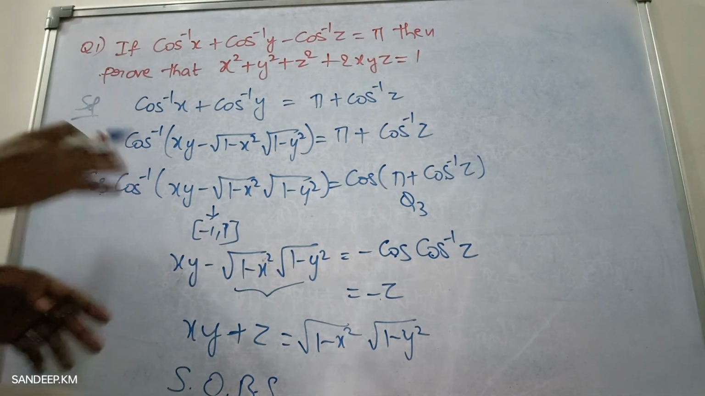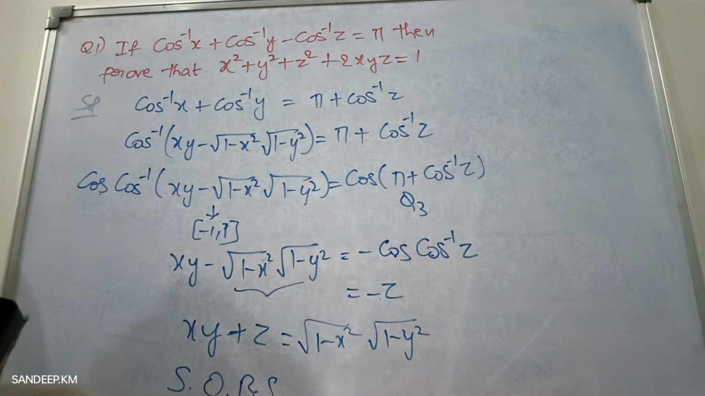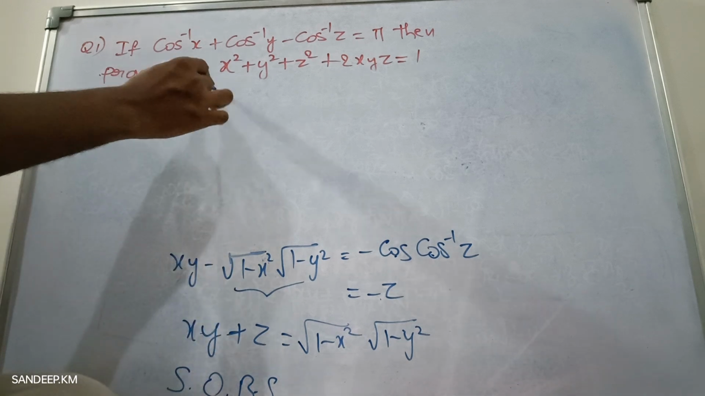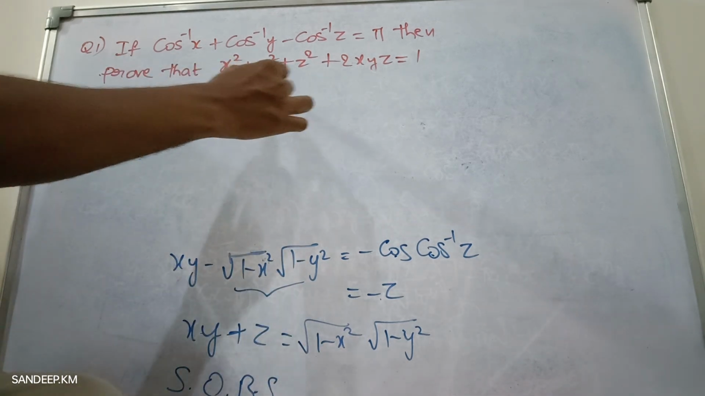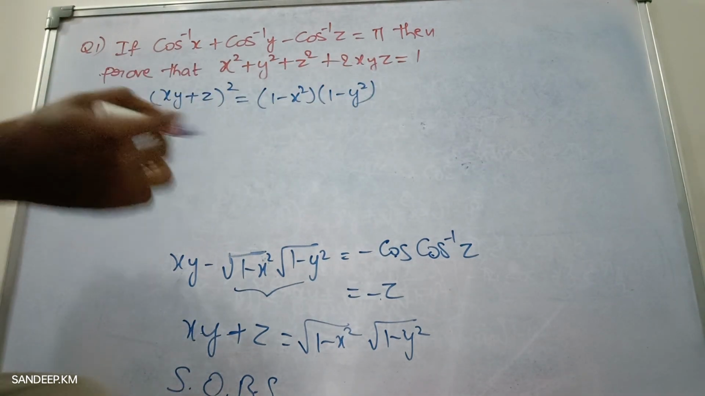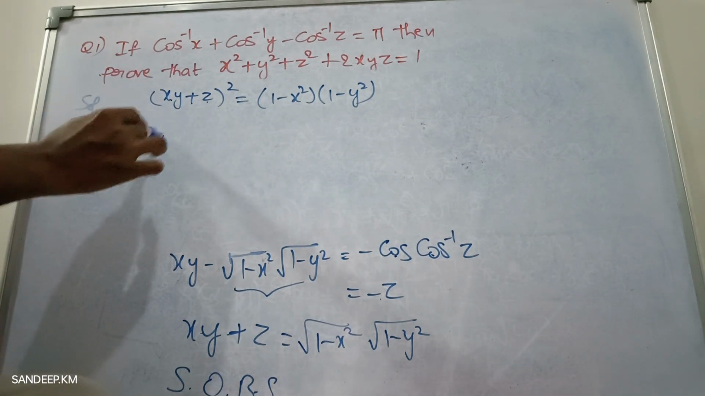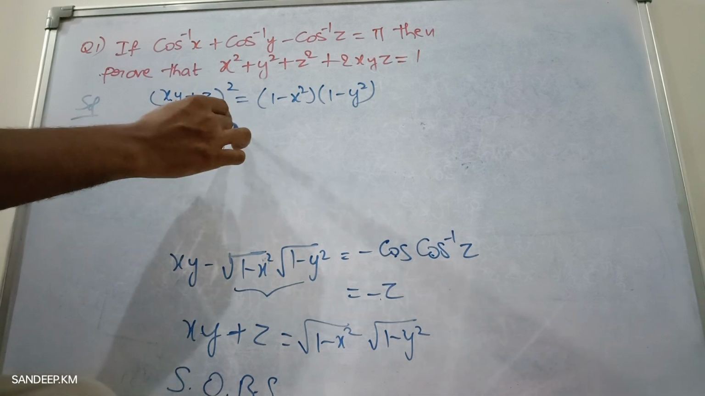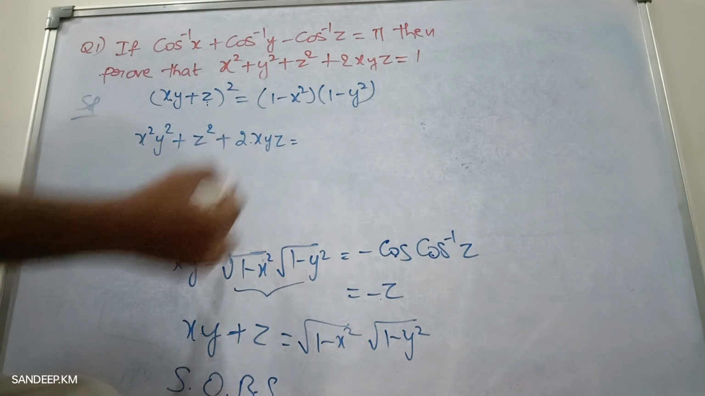What is it? I'll erase this. I hope you can take a screenshot wherever needed. Okay, (xy + z) whole square is equal to, and if I square this, I'll get (1 - x square) into (1 - y square). And by using the (a + b) whole square identity, a square plus b square plus 2 into a into b, that means xy into z is equal to.